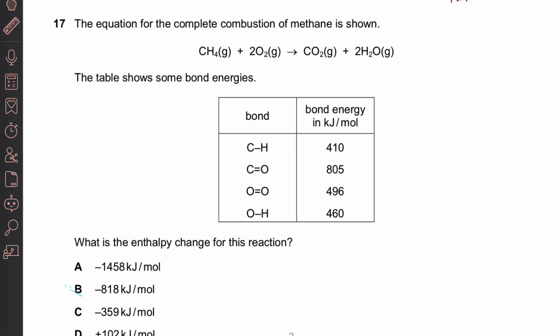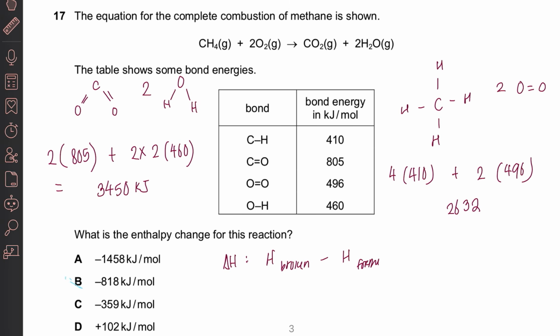Next, the equation for complete combustion of methane is shown. Methane plus oxygen produces carbon dioxide and 2 water molecules. The table shows some bond energies. What is the enthalpy change for this reaction? So for this reaction, delta H is going to be the energy of bonds broken minus the energy of bonds formed. We have to basically subtract the energy for the bonds formed from the energy for the bonds broken.